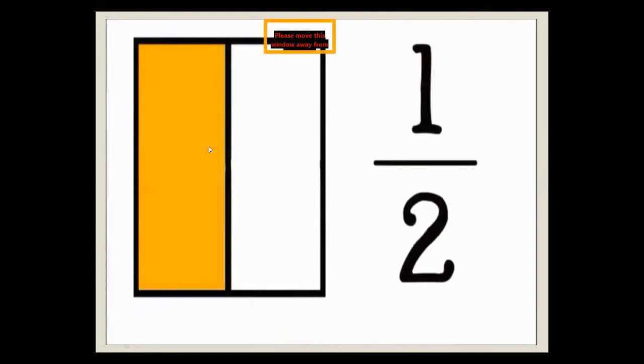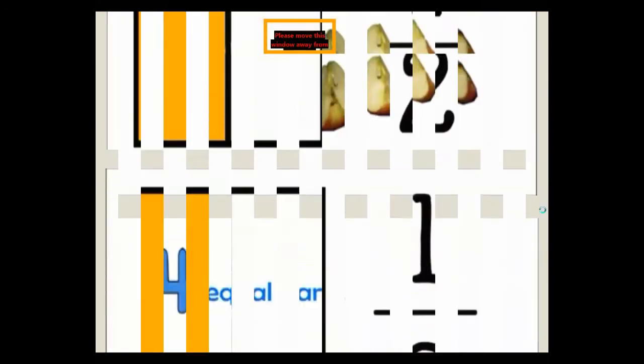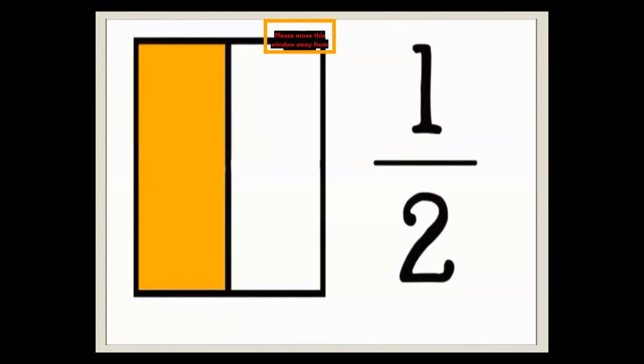This part is called 1 over 2, and this part is also called 1 over 2. And these two parts together are called one whole. If we remove this partition between the shape, it will become one whole. When we remove this line from the center of the shape, it will become one whole. Now, I hope you have understood the half.